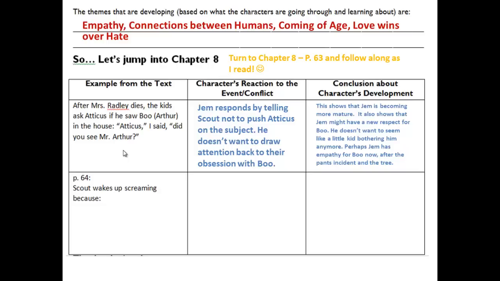Alright, let's pause there. In our chart, page 64, it says, Scout wakes up screaming because. We'll go ahead and copy this down. Scout screams, quote, the world's ending, Atticus. Please do something.